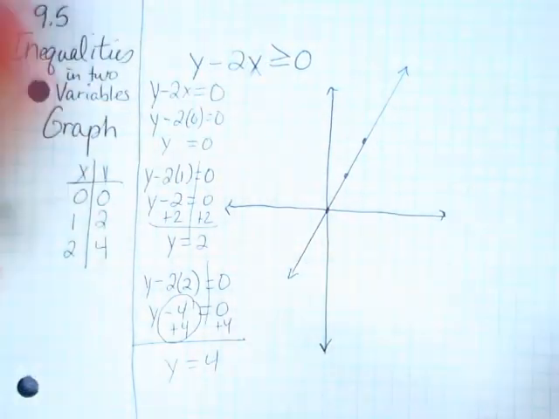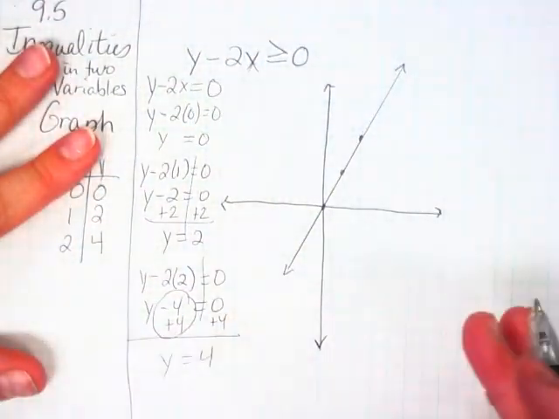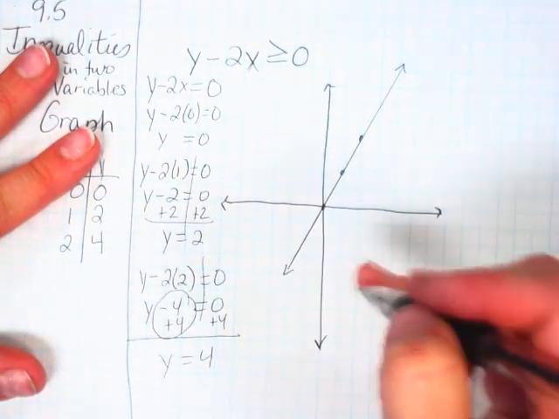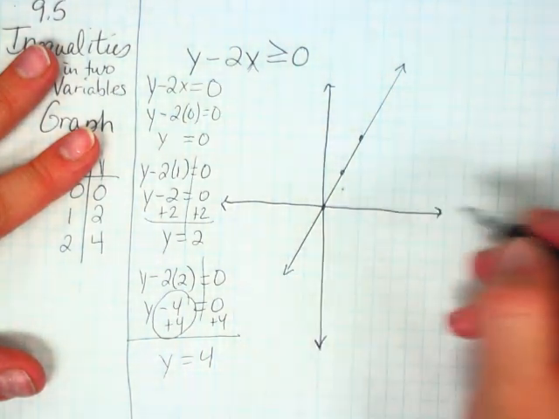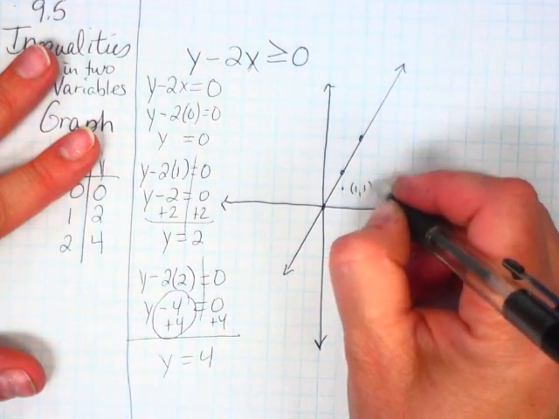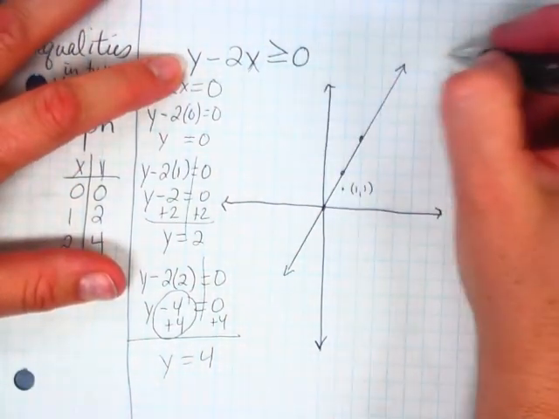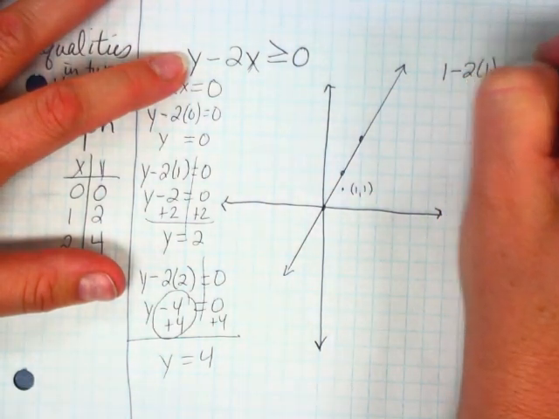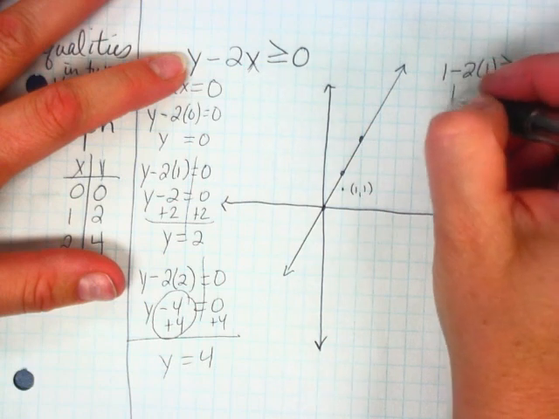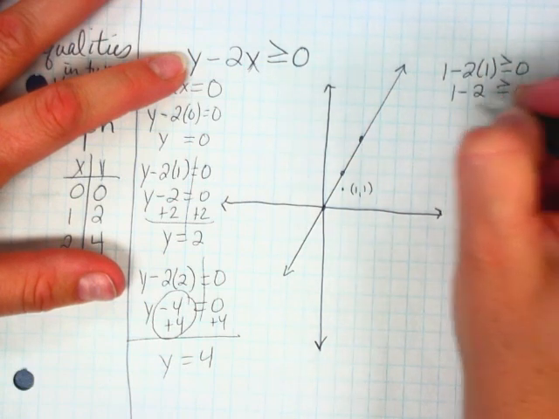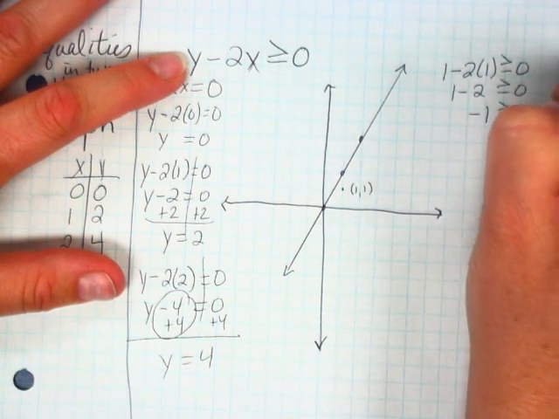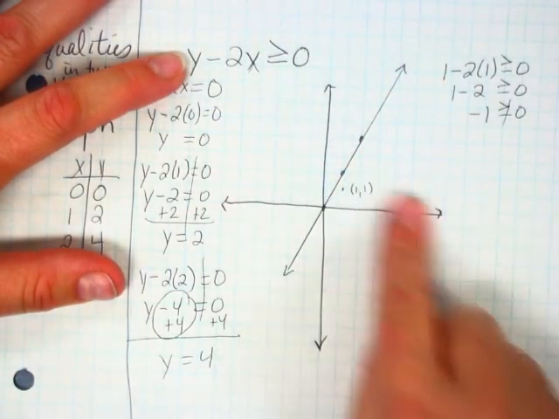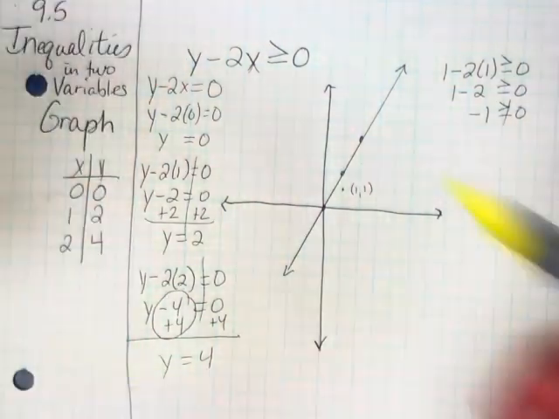Now we're going to substitute in to see which side we're going to shade in. 0, 0 is on the line, so I can't use it, but I'm going to try 1, 1 right here. I'm going to plug it into the problem up here. 1 minus 2 times 1, is it greater than 0? So I get 1 minus 2, and that's negative 1 is greater than 0, and that's not true. That's false. So I'm not shading in where the 1, 1 was on this side. I'm going to shade the other side in.